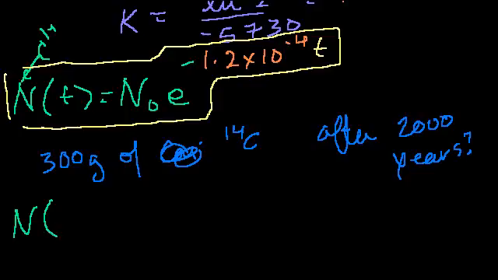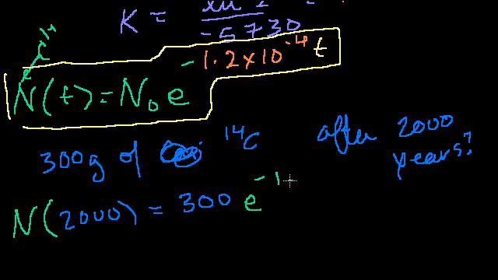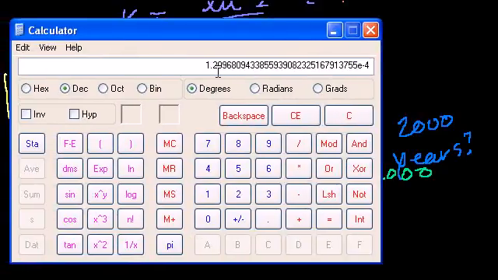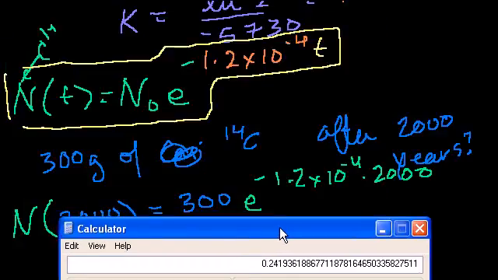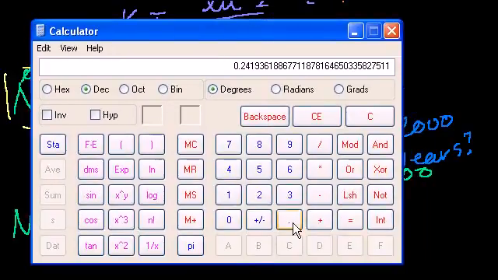N of 2,000 is equal to the amount that I started off with, 300 grams, times e to the minus 1.2 times 10 to the minus 4 times t, times 2,000. So I already have that 1.2 times 10 to the minus 4 there. So let me say times 2,000 equals, and of course there was a negative out there, so let me put the negative number out there. So there's a negative.